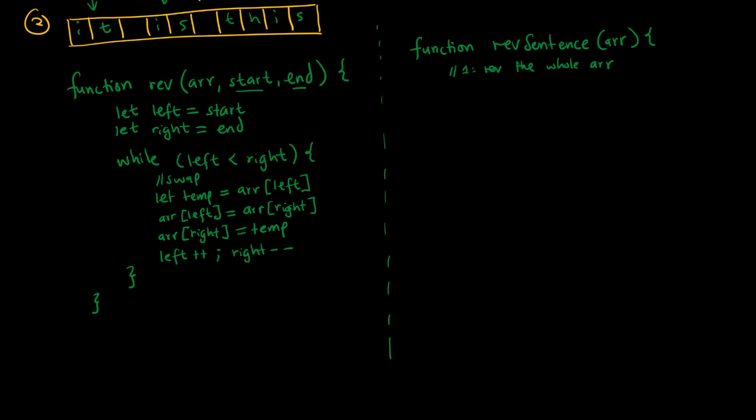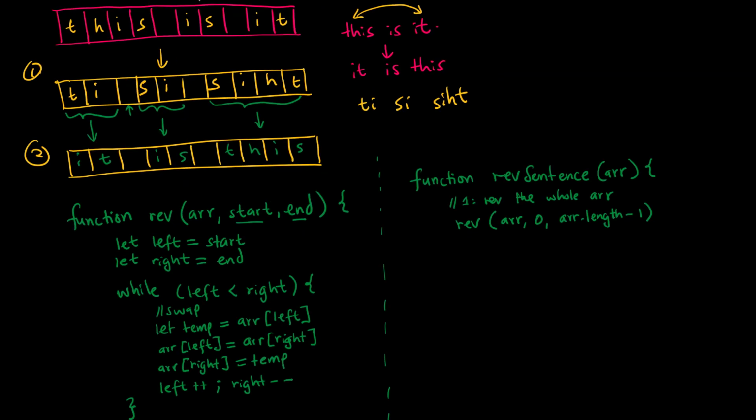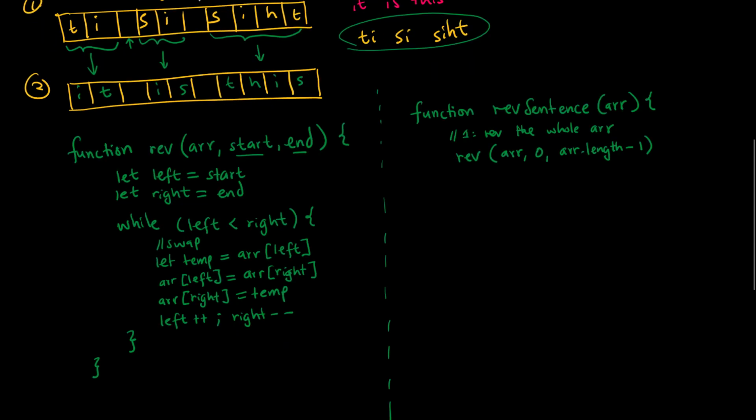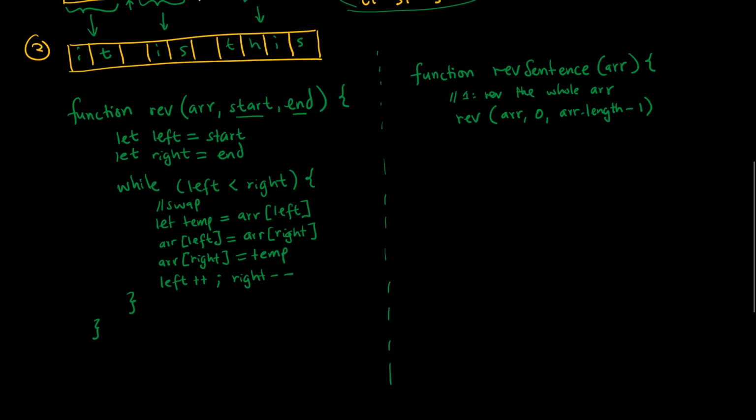If we want to reverse the whole array, we use the rev function again here. Remember, it's in place, so we're not returning anything. So rev, give it an array, the start is 0 and the end is array dot length minus 1. At that point we have reversed, we've gotten to this place. And now the second step is to reverse each of the words.